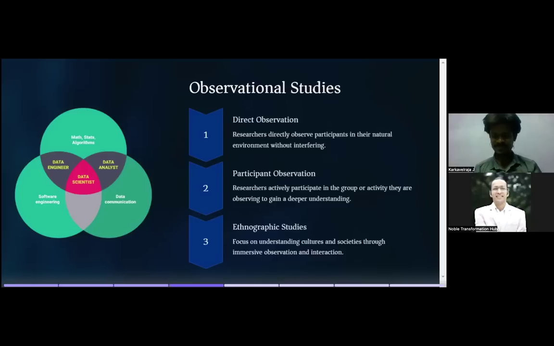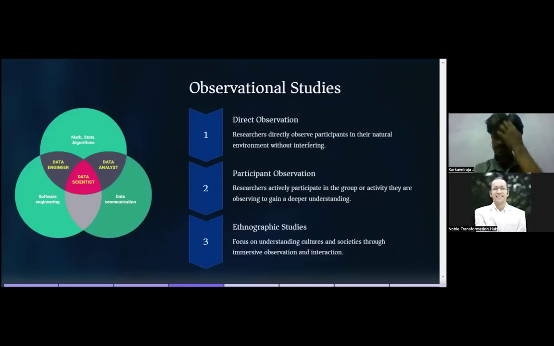Observational studies are the perspective of a scientist. A scientist is an observer, so he observes things very minutely and documents that. This is a major aspect of a data scientist or an AI researcher. So he just observes objectively.